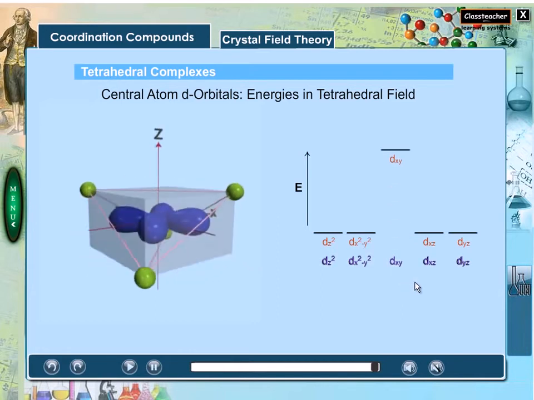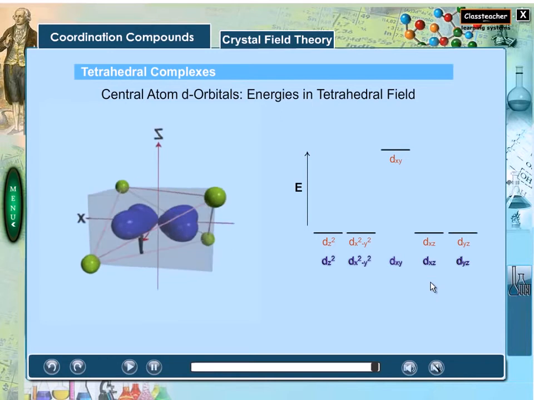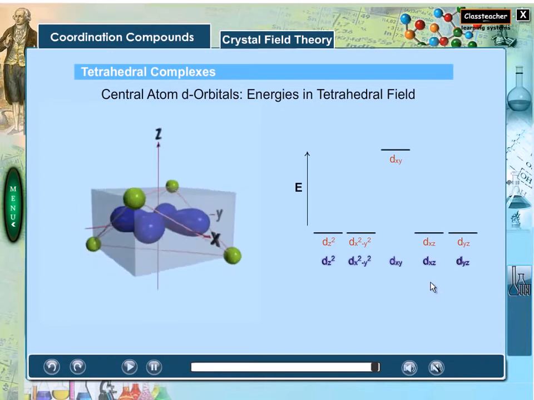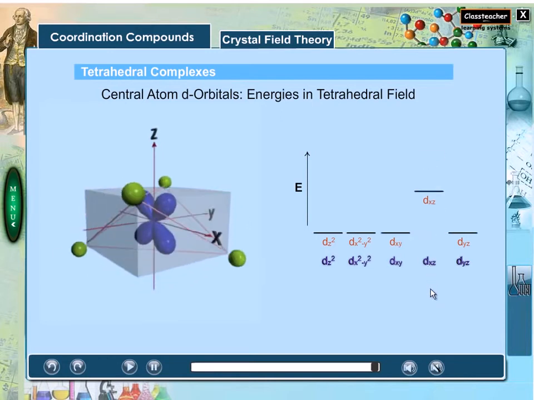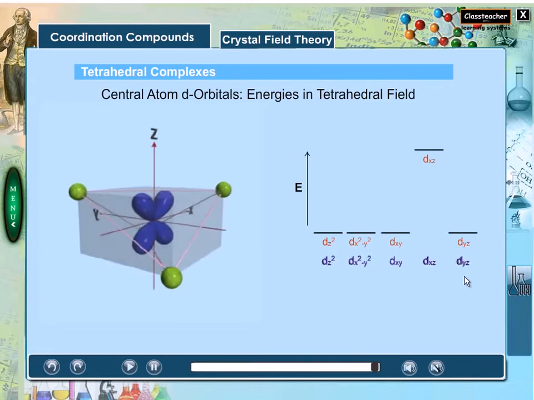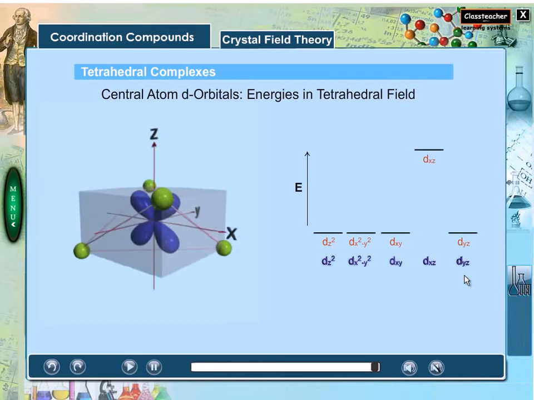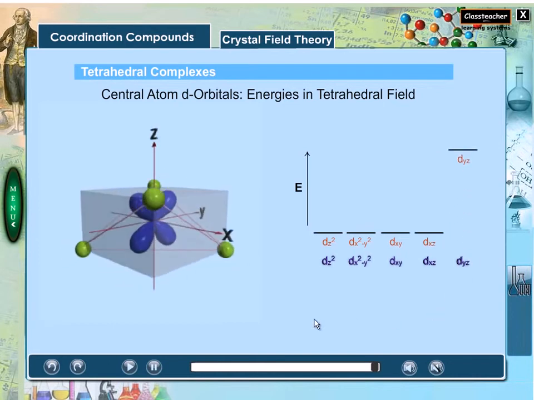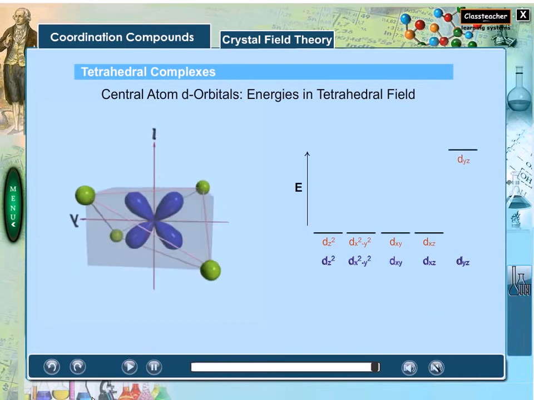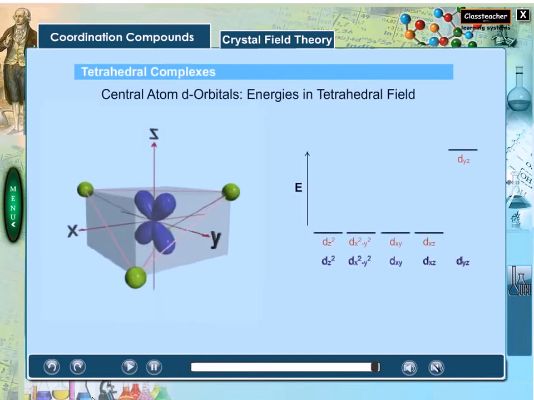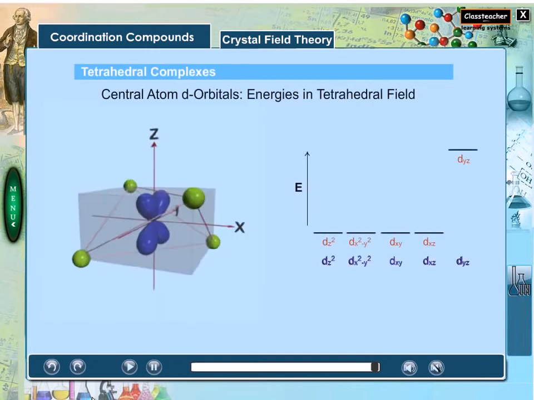The dxy orbital is raised in energy as it points towards the ligands and experiences more repulsion. The dxz orbital is raised in energy as it points towards the ligands and experiences more repulsion. The dyz orbital is raised in energy as it points towards the ligands and experiences more repulsion.